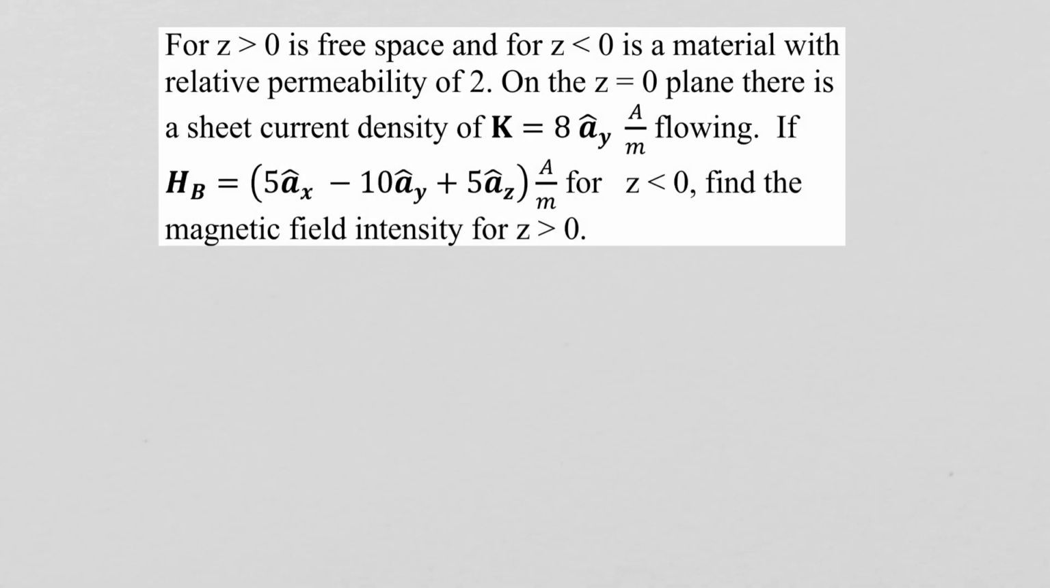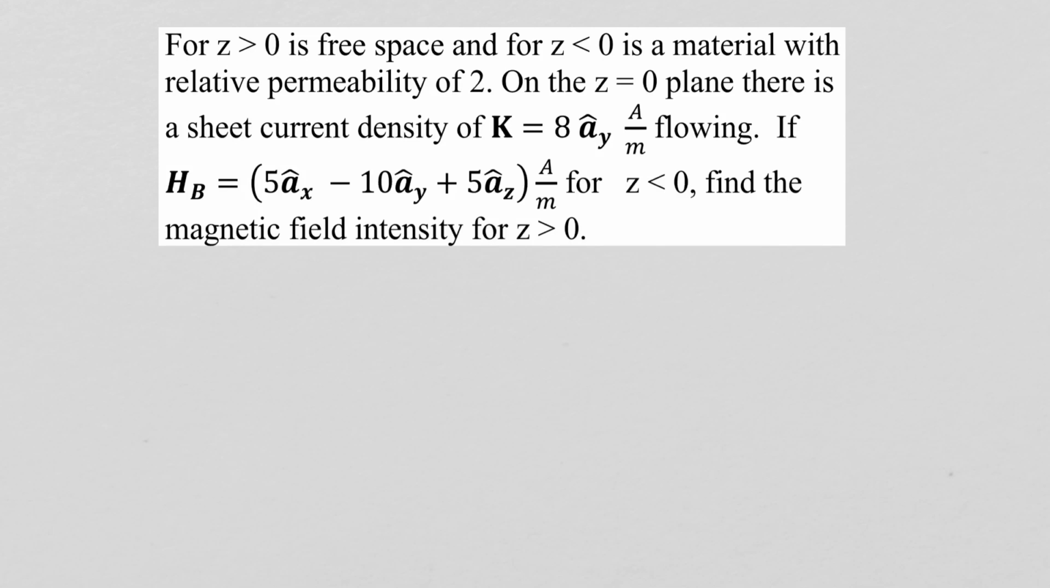Let's work a magnetic boundary condition problem. So for z greater than 0 is free space, so the relative permeability is 1. For z less than 0 is a material with relative permeability of 2. On the z equals 0 plane, we have a surface current density flowing of 8 amps per meter in the y direction, and you're given the magnetic field intensity for z less than 0.